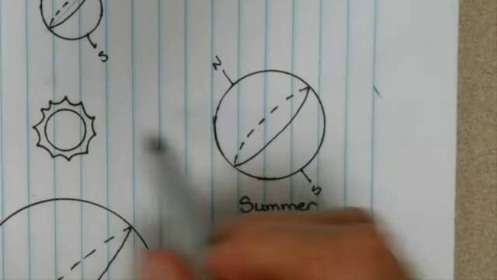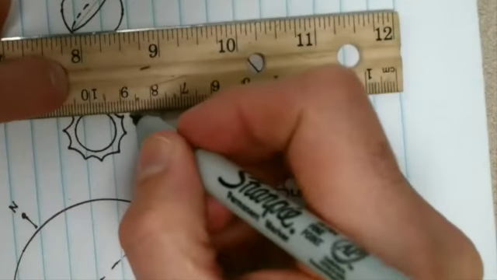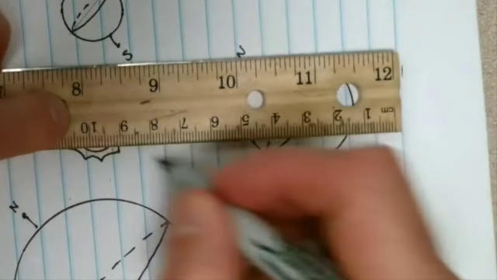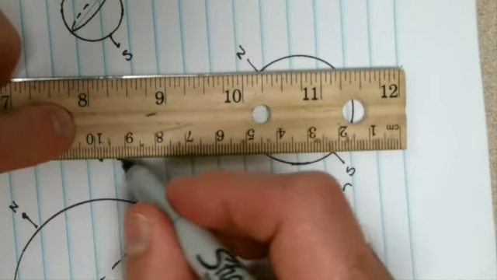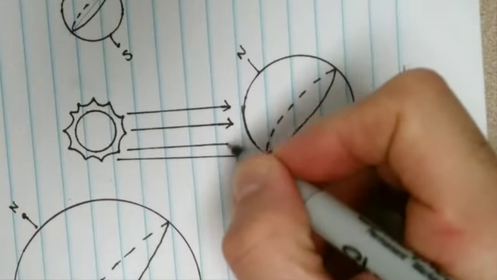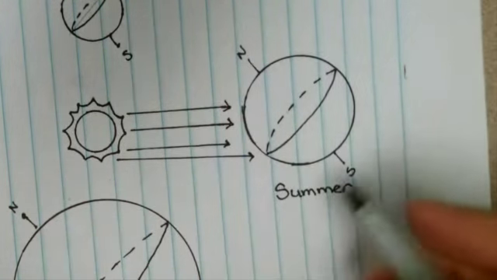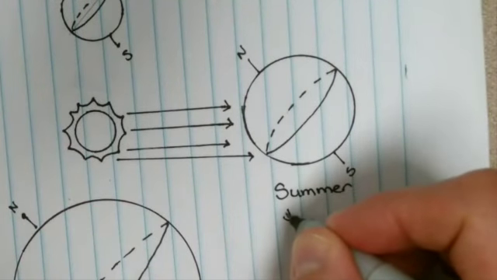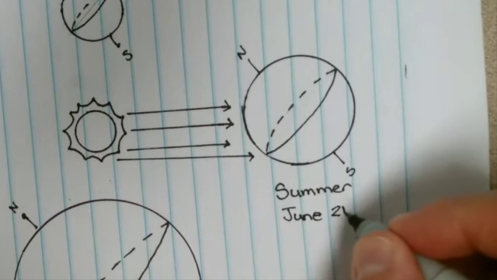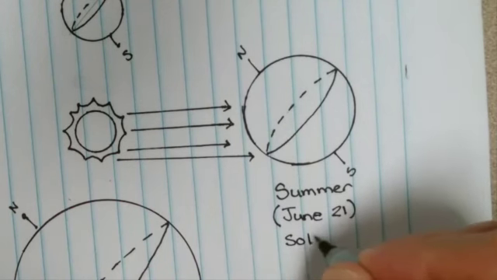But when the Earth is tilted towards the sun, the North Pole is tilted towards the sun, then the sun is giving more direct rays to the northern hemisphere, and the rays are less direct to the southern hemisphere. So it's hitting it like head on, which means it's going to heat up a lot more. So the summer solstice actually begins on June 21st, most years. And that's called the summer solstice.